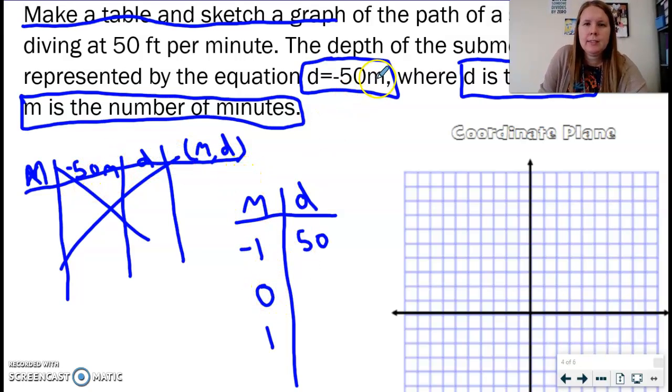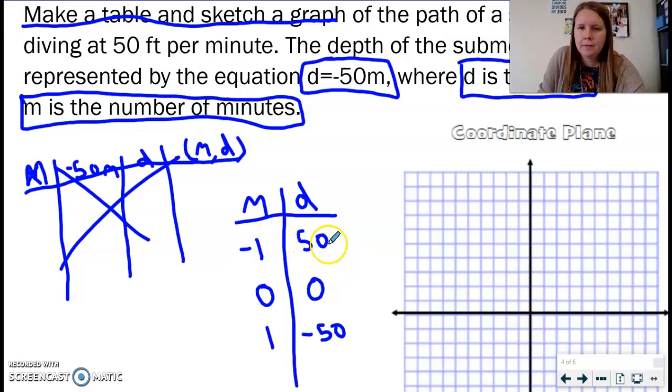0, so if I plug in 0 for m, again, we're using substitution and you're just solving for m. That's basically what this table is doing. Well, -50 times 0 is going to be 0, so d would equal 0. And my last one, if I plug in a 1, -50 times a positive 1 would end up giving me -50. So now we have made the coordinate points -1, 50, 0, 0, and 1, -50.